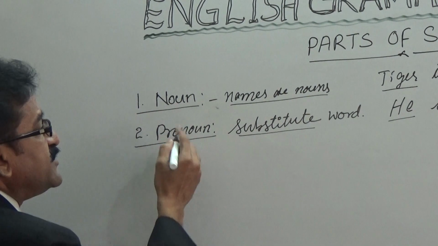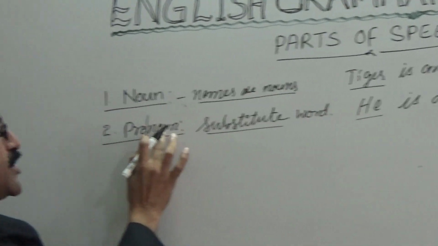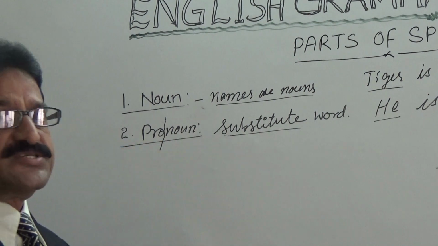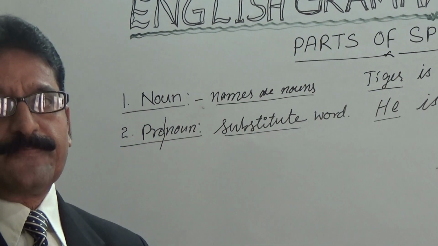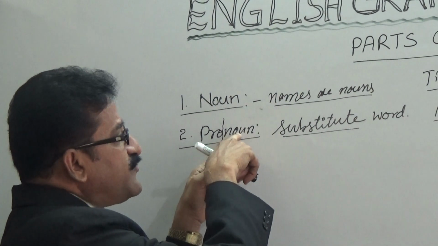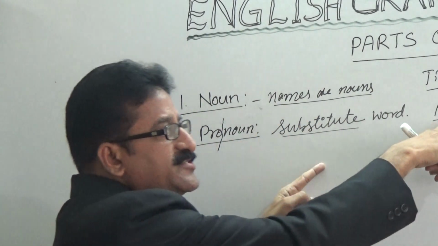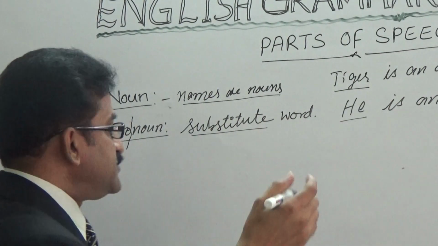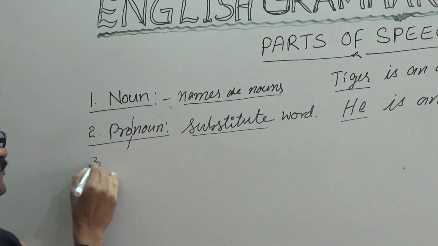See, we can understand in different manners. For example, noun, pronoun. Noun, we know. Pronoun in the sense before or in the place. Here we are using in the place of a noun, the word is used. That is called a pronoun. So, substitute word. The third one is a verb.